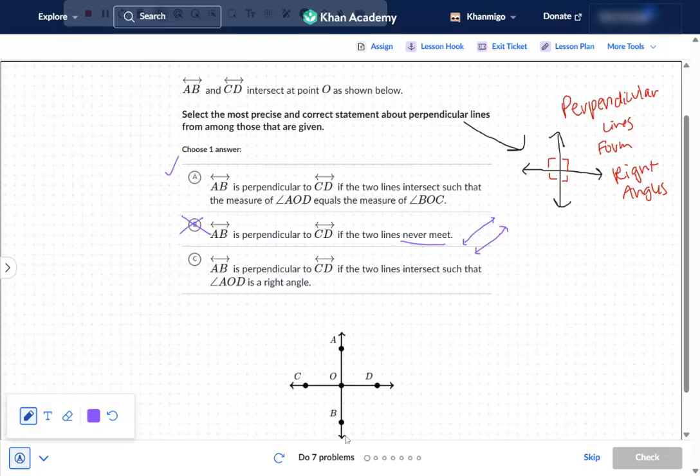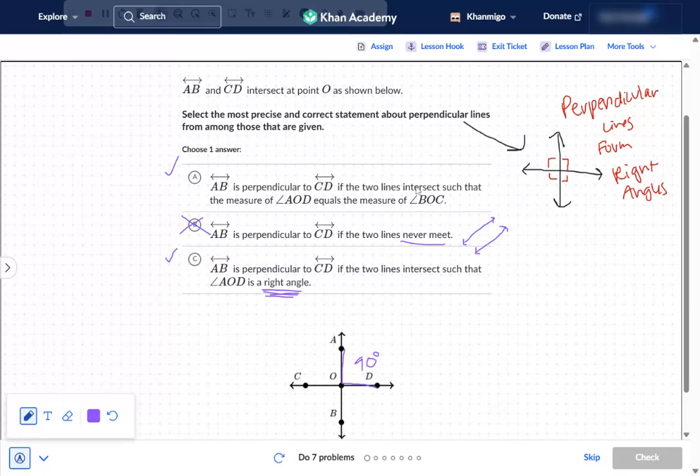Line AB is perpendicular to CD if the two lines intersect such that angle AOD is a right angle. Ooh, yeah, they have to be 90 degrees. Okay, so far this one is looking good. This is really good because we're talking about a right angle. Let's go back to A and see what was different about that.